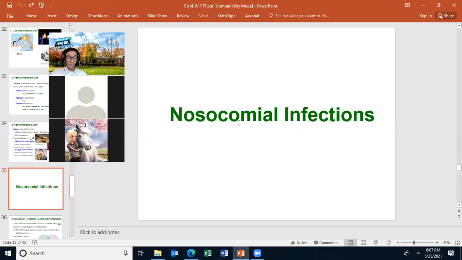Nosocomial infections are one of the most important topics you can learn in microbiology, because many of you, if not all of you, are going to be working in a hospital or healthcare facility, and you need to know how to prevent the spread of nosocomial infections. They are a problem in the hospital or healthcare setting, and we need to know how to prevent them. We can't get rid of them, but we can reduce their numbers.